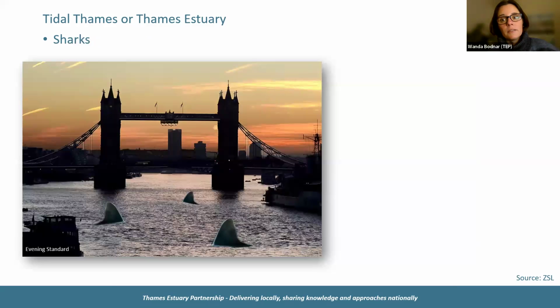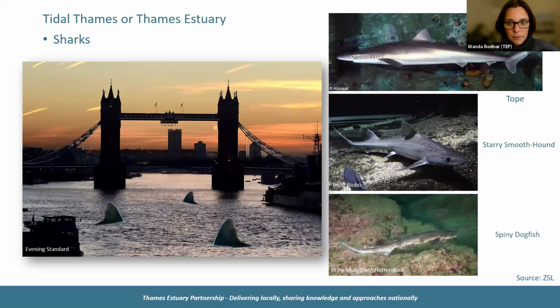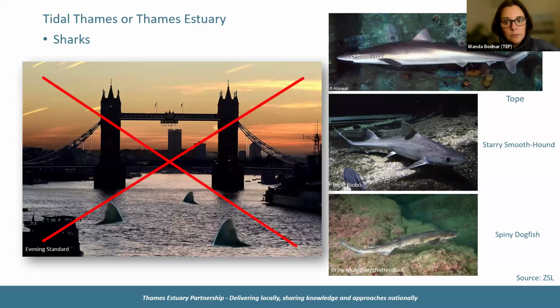And of course, because of that connection to the sea, there are also sharks in the salty bit of the Thames. And just 3 examples: the tope, the starry smoothhound, and the spiny dogfish. These species feed on small fish and invertebrates, and of course they are a very important part of the overall Thames ecosystem, so their presence shouldn't really worry us.